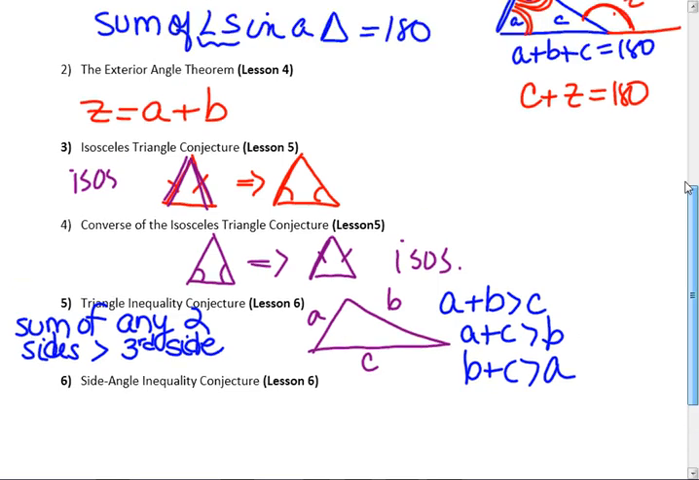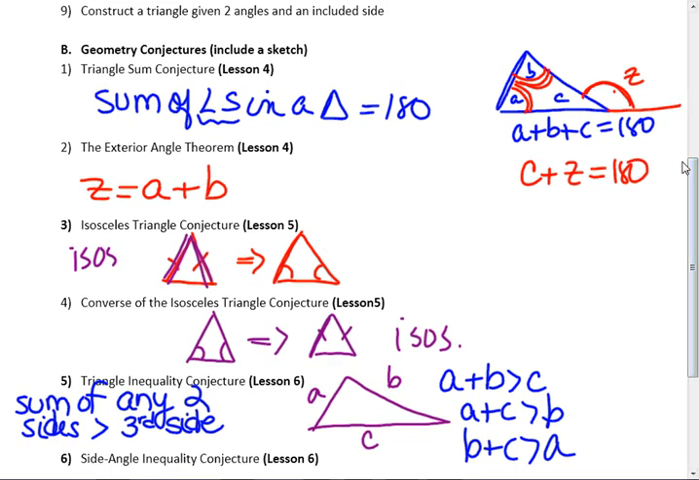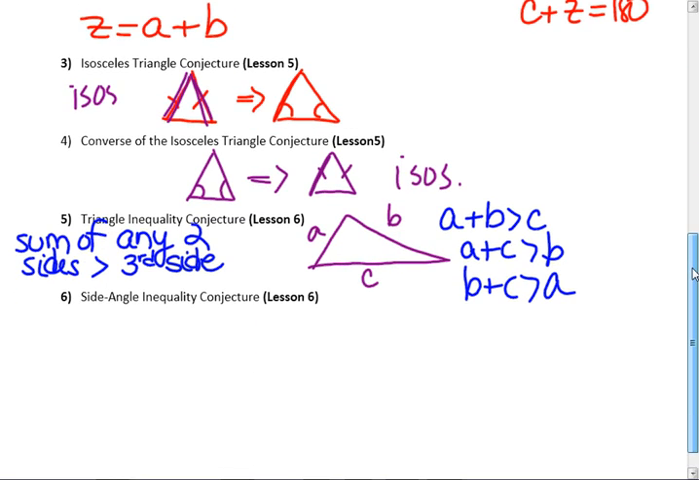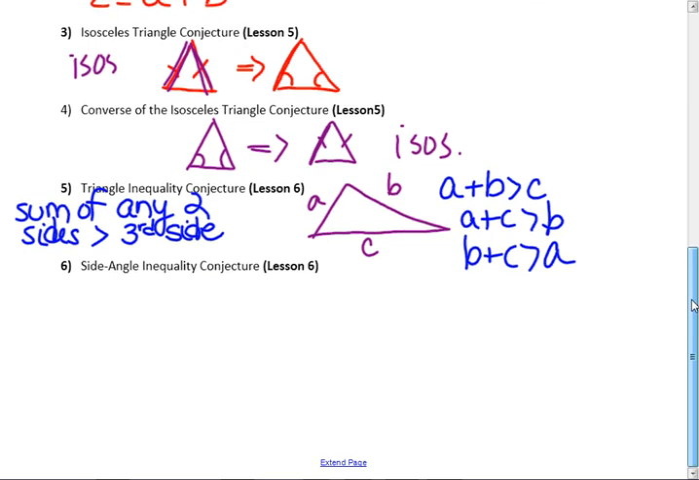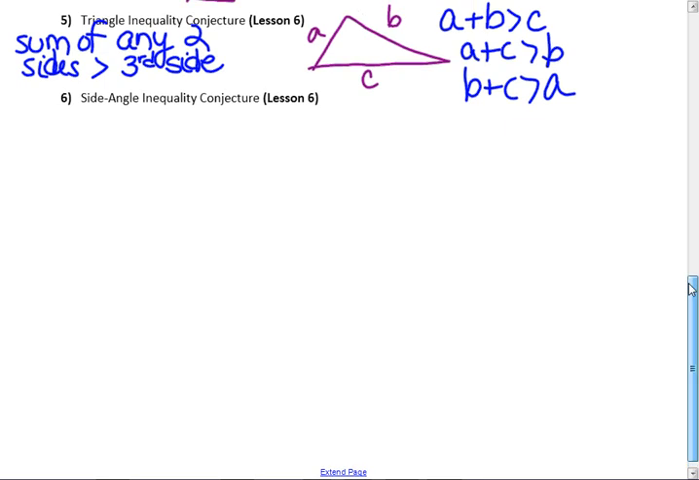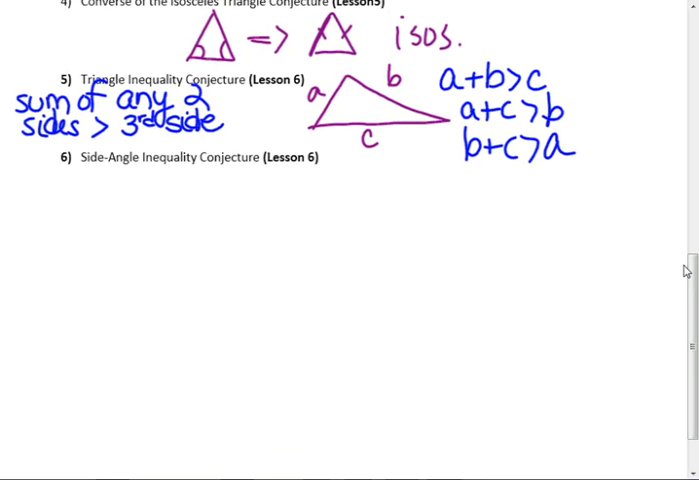Okay, so we know the sum of the angles of a triangle is 180. We know that the angle outside a triangle is equal to the sum of the two remote interior angles. That one's a little tricky. We know if we have an isosceles triangle, we have the sides congruent, the base angles are congruent, and vice versa. And we now can determine if we have a triangle by looking at the sum of the sides. Then there's the Side-Angle Inequality Conjecture, which says the side opposite the largest angle is the largest side.